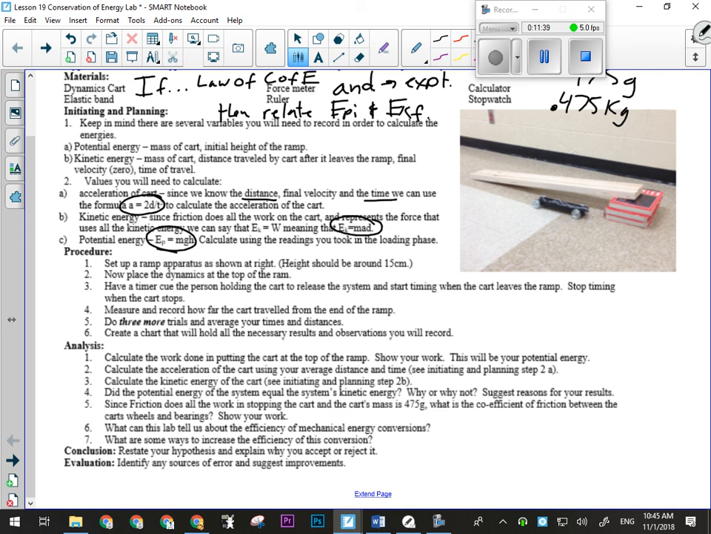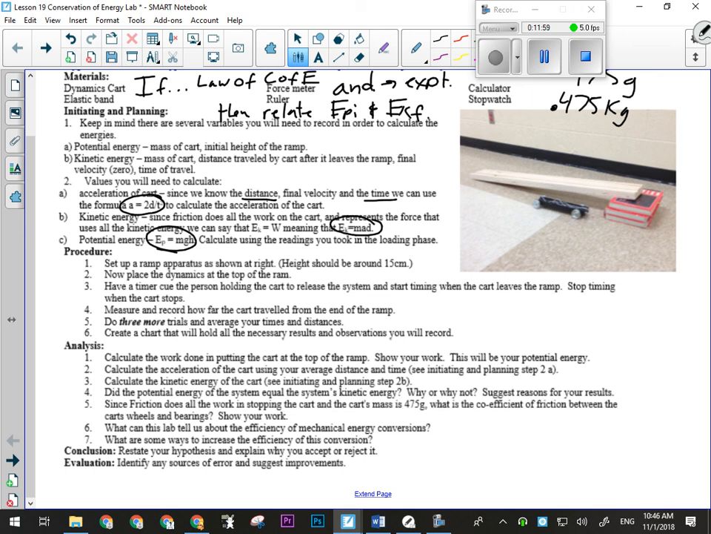Your conclusion, same as always: restate your hypothesis, and then explain if your data accepts or rejects it. You'll probably, this time, possibly depending on how you write your hypothesis, have to reject it. If that's the case, make sure you say why. Talk about where some of that energy may have gone, what forms of energy it might have turned into.